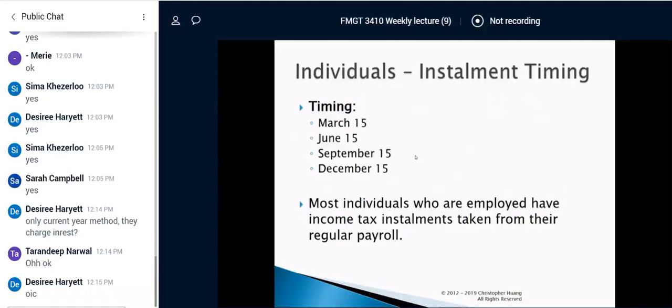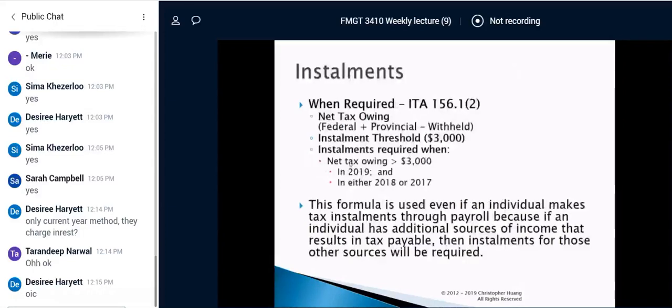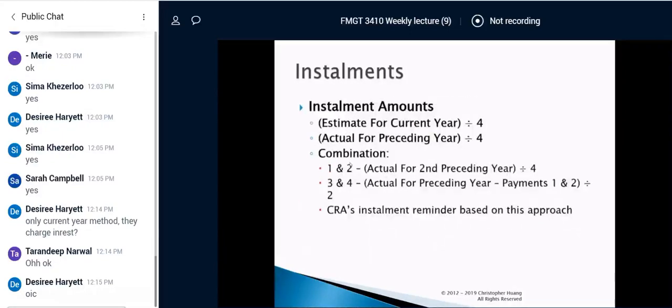So for my 2019 installments, the government doesn't even know what my 2018 tax was until after June 15th. So that's why their notices always follow the combination method. Okay. Does that make sense? But again, you still have the preceding year method if you choose to use it, or you have the current year method if you want to do a tax estimate.